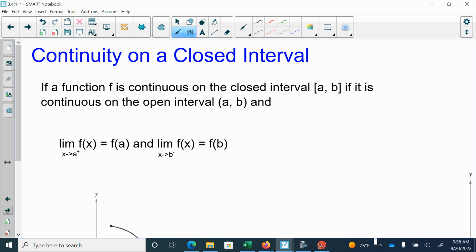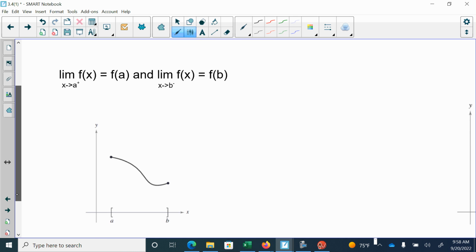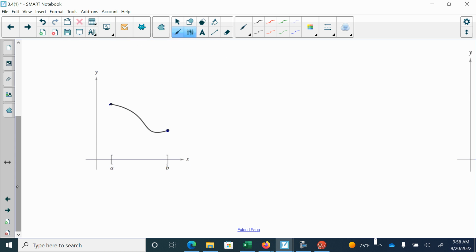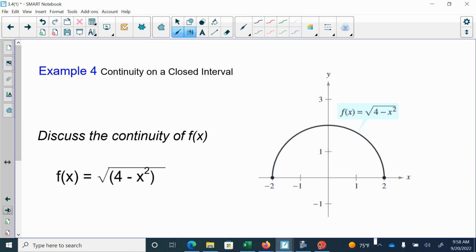So this one's talking about continuity on a closed interval. Sometimes we like to look at just a small part of our graph and we want to talk about whether it's continuous or not. In order for it to be continuous on a closed interval, the endpoints have to be defined. It says discuss the continuity of f of x. I have this graph here that I drew, and this is the equation I got from it. What is my closed interval where I can find a value?